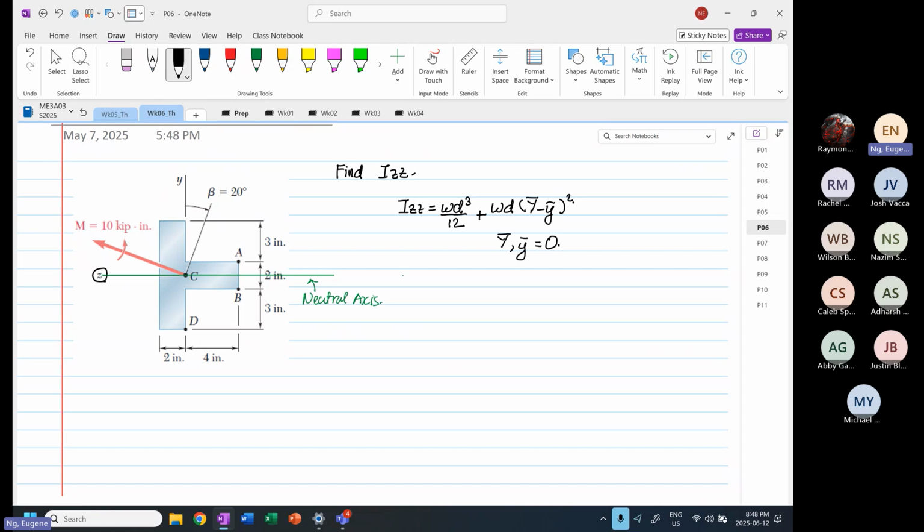Divided by 12. So from here, the axis of interest is ZZ. So we know that this is the what? This is the width. And we also observe that this is the what? This is the depth. I'm going to stop here, go for a 10 minute break, and we come back.